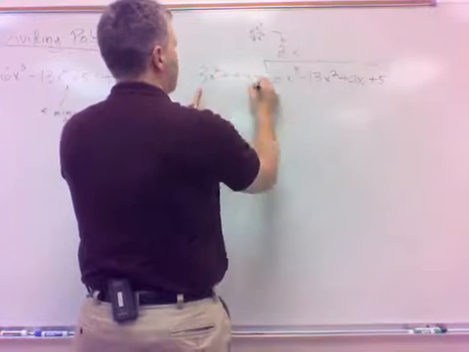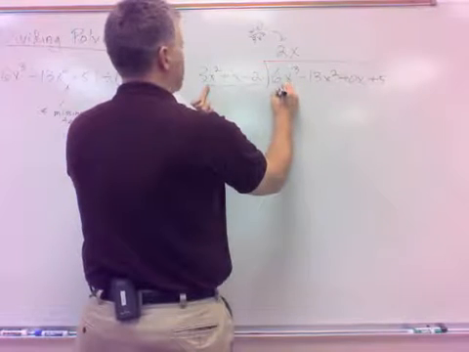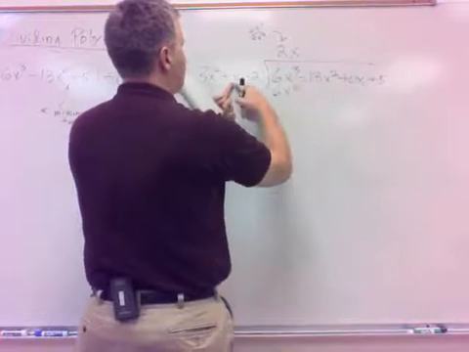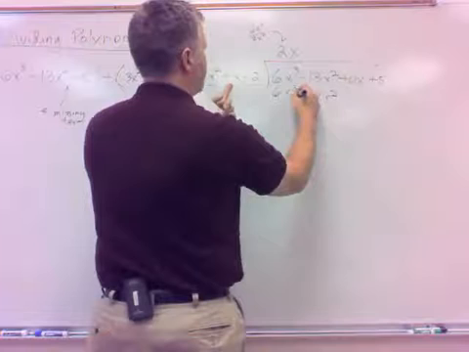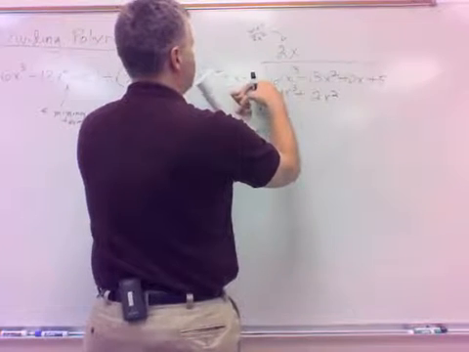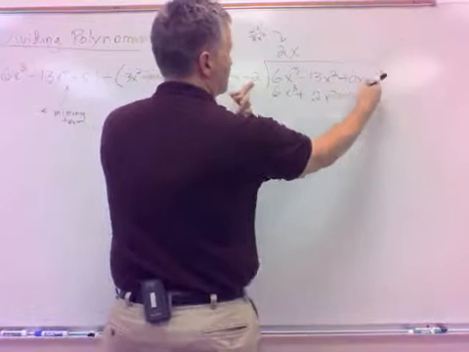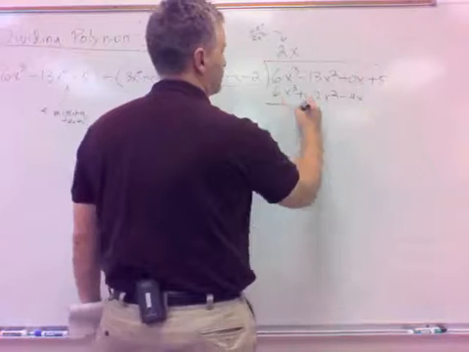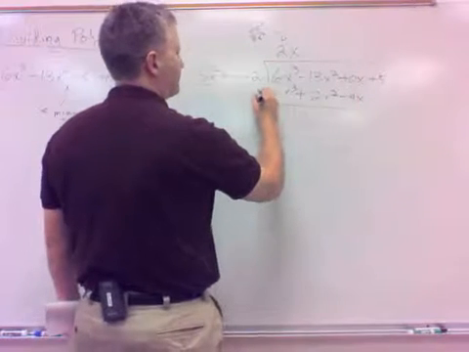Take the 2x times these, so that would be 2x times 3x squared is 6x cubed. 2x times x is 2x squared, positive. And then 2x times minus 2 is minus 4x. Yeah, and so the x terms line up here. What's next?